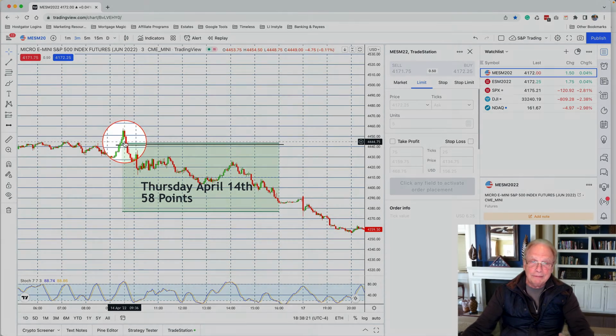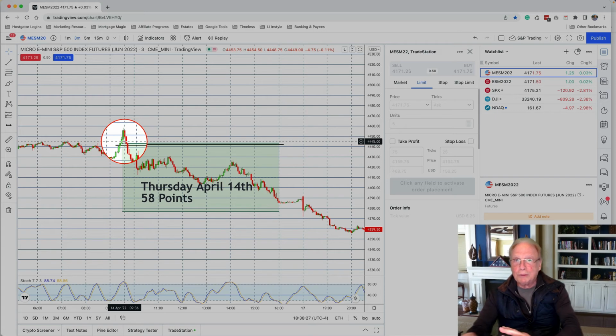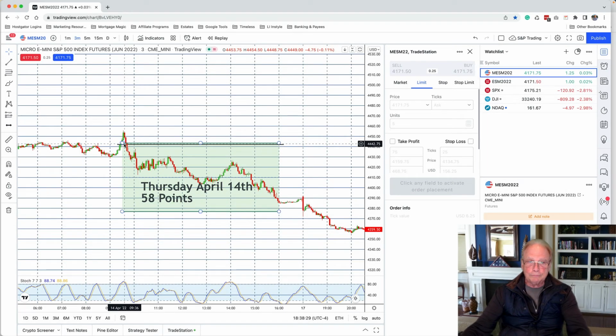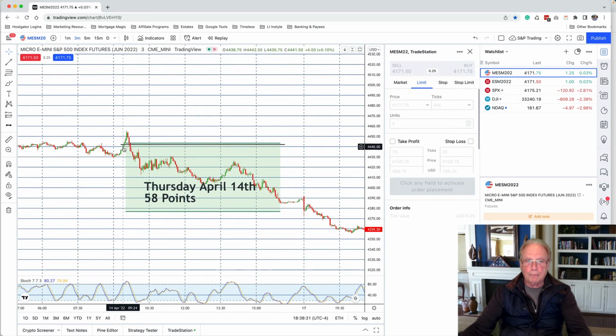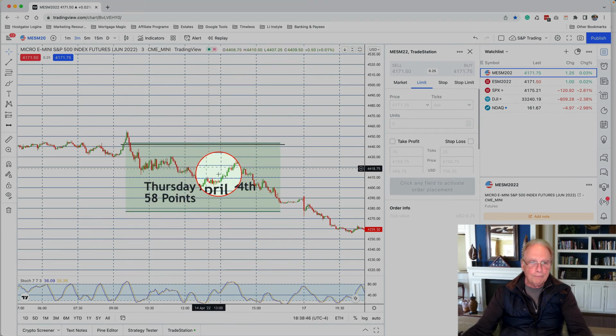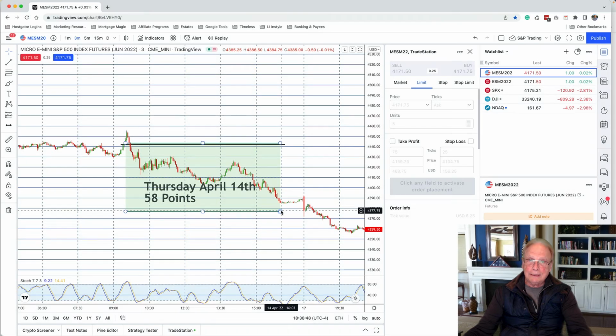Just merely taking a trade, and these trades are based on just points. I'm not giving you a dollar value. We can do that later. I don't know how you trade or what you trade. But this is the Emini or the micro Emini. This trade on Thursday, April 14th, good for 58 points. Okay? And that's just making a trade in the direction of the trading zone in the morning, closing the trade in the evening at 4 p.m.